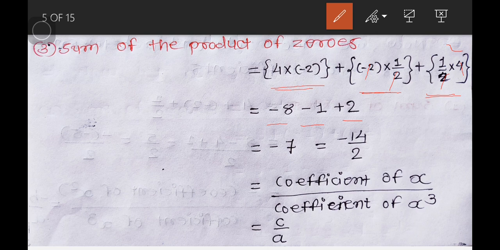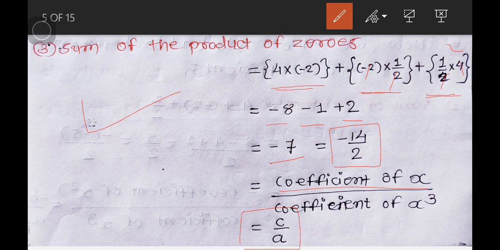So here find plus 2. Now we evaluate, then we get minus 7, and we can write minus 7 as minus 14 divided by 2. Now we know that minus 14 is a coefficient of x and 2 is a coefficient of x cube. So we can write c by a. So it is a third relationship between zeros and coefficient of a cubic polynomial.